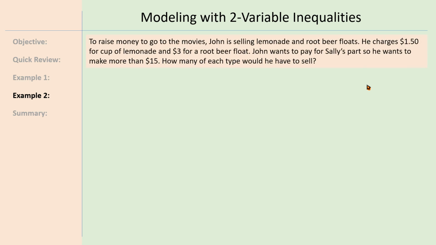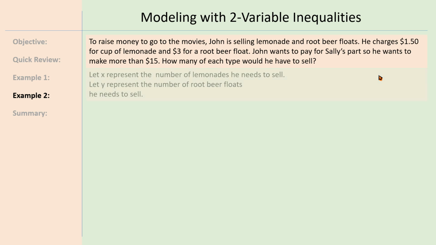Here, to raise money to go to the movies, John is selling lemonade and root beer floats. He charges $1.50 for a cup of lemonade and $3 for a root beer float. John wants to pay for Sally's part, so he wants to make more than 15. So how many of each type would he have to sell? They're asking for how many cups of lemonade and how many root beer floats he has to sell. So those are variables, right? So let X represent the number of lemonades he needs to sell, and Y represent the number of root beer floats he needs to sell.